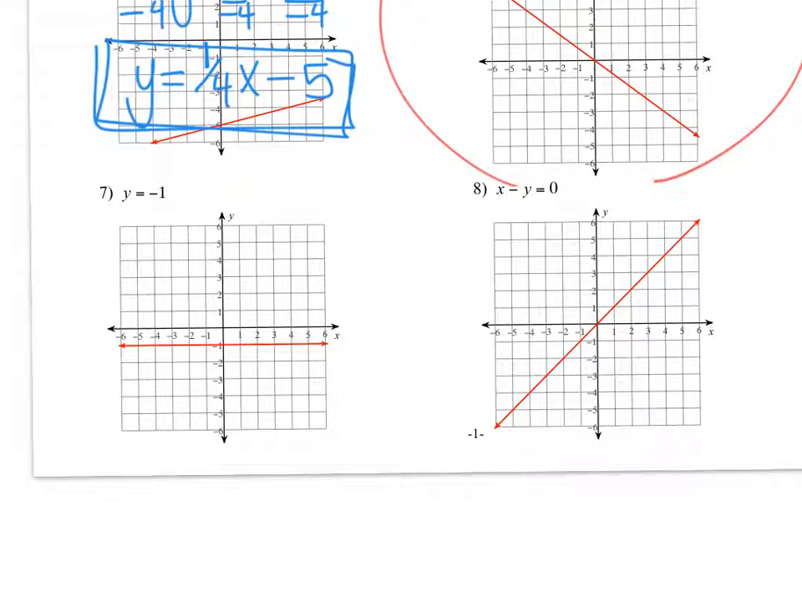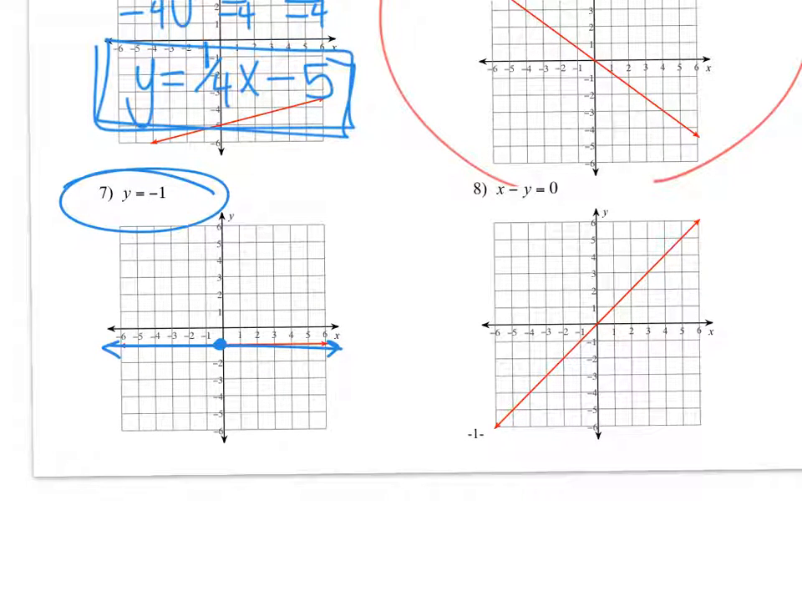All right, question 7, anytime you just have a y equals or x equals line, it's going to be completely horizontal or vertical. So I know this is y equals -1, and I need it to cut just through the y-axis, which is going to cause the line that you see right here.